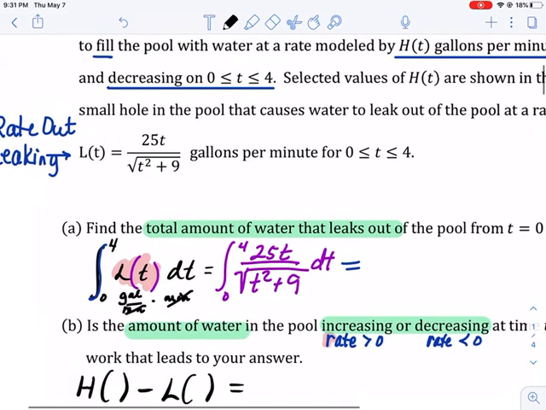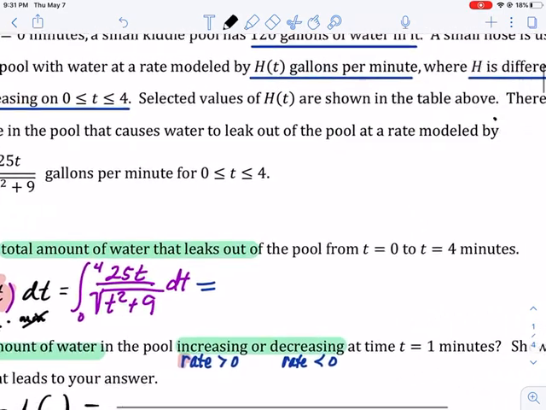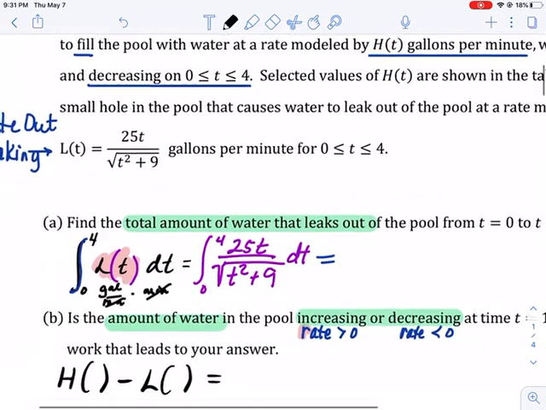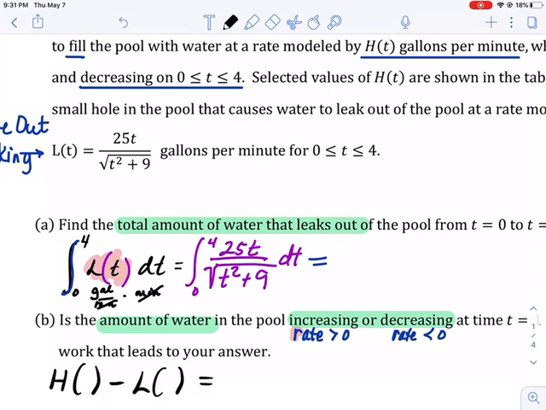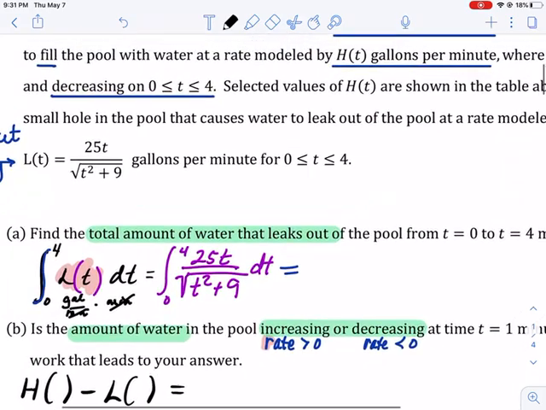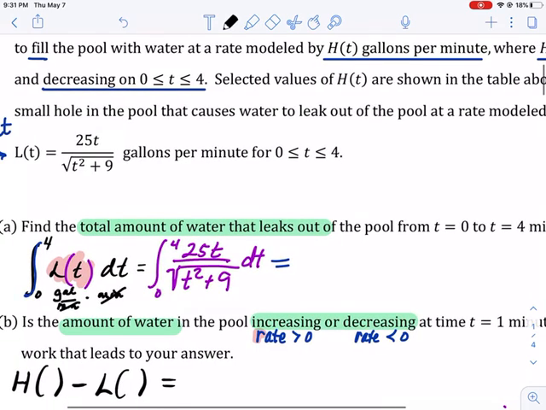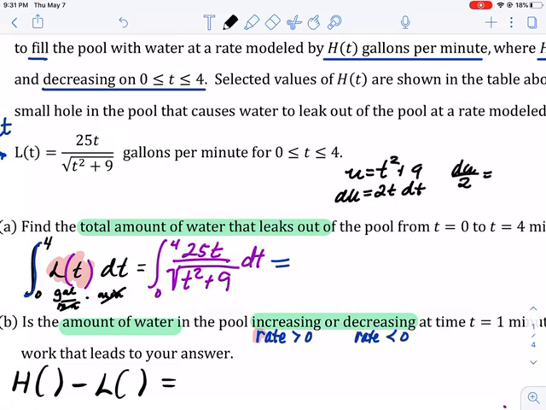So we just plug in the function: find the total amount of water that leaks out of the pool from t equals 0 to t equals 4. How am I going to integrate this? This is a non-calculator problem, so we say u is equal to t squared plus 9, and du is equal to 2t dt. Then du over 2 is equal to t dt.